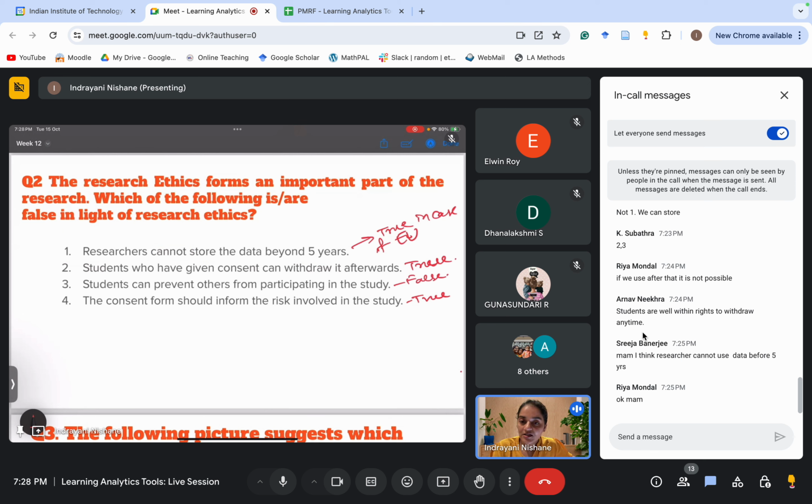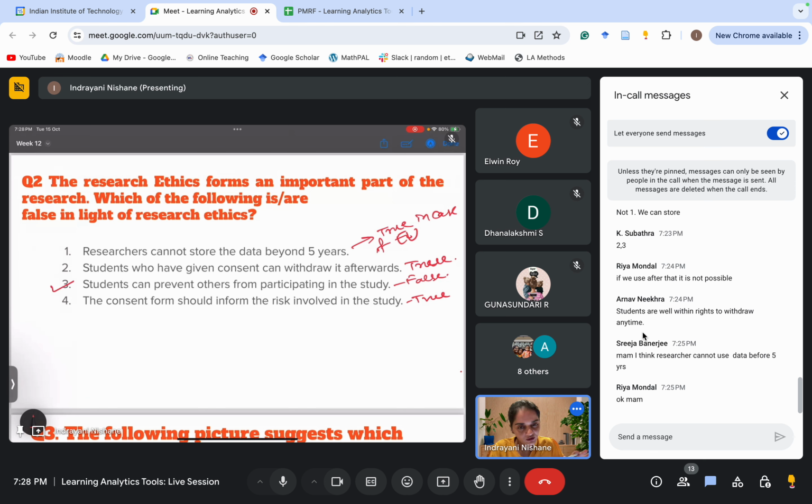Students cannot prevent others from participating in our study, because we are informing about all the risks involved. We are informing about how we are going to collect the data, the time which a student is supposed to devote to this research work, and we are supposed to make it non-attached to their evaluations, meaning their performance in the research study should not hamper their final score or final evaluation in their school or college. All these things we need to take care of. And after that, one student cannot influence others from participating in our study. So the correct option is 3.